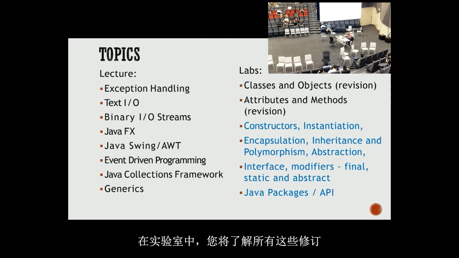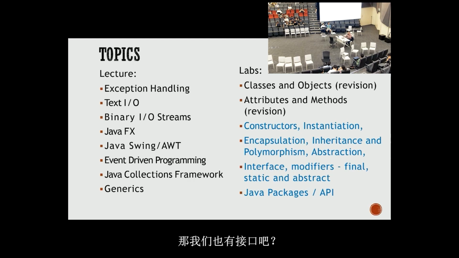In the labs, you are going to learn about all this revision for classes, objects, attributes, methods, and all these are supposed to be what you have learned before, right? Constructors, instantiation, encapsulation, how to hide information, right? And then inheritance, how to inherit the attributes or the so-called methods from your parent, okay? And how to modify them using polymorphism and so on, right? And then abstraction, data abstraction.